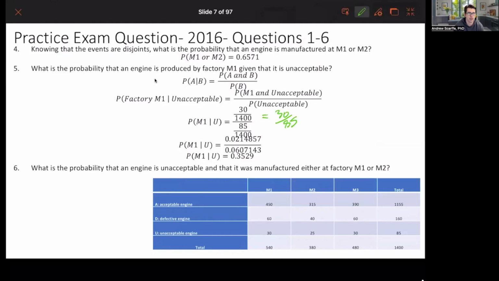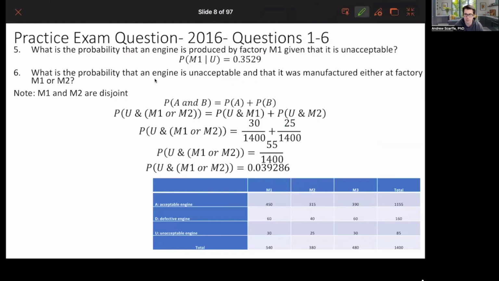0.3529. And then finally, what is the probability that an engine is unacceptable and that it was manufactured at either M1 or M2? This is a bit challenging because really what it's saying is the probability of unacceptable and M1 or M2. So the probability of unacceptable and M1 plus the probability of unacceptable and M2 gives us 55 over 1400, which gives us 0.039286.